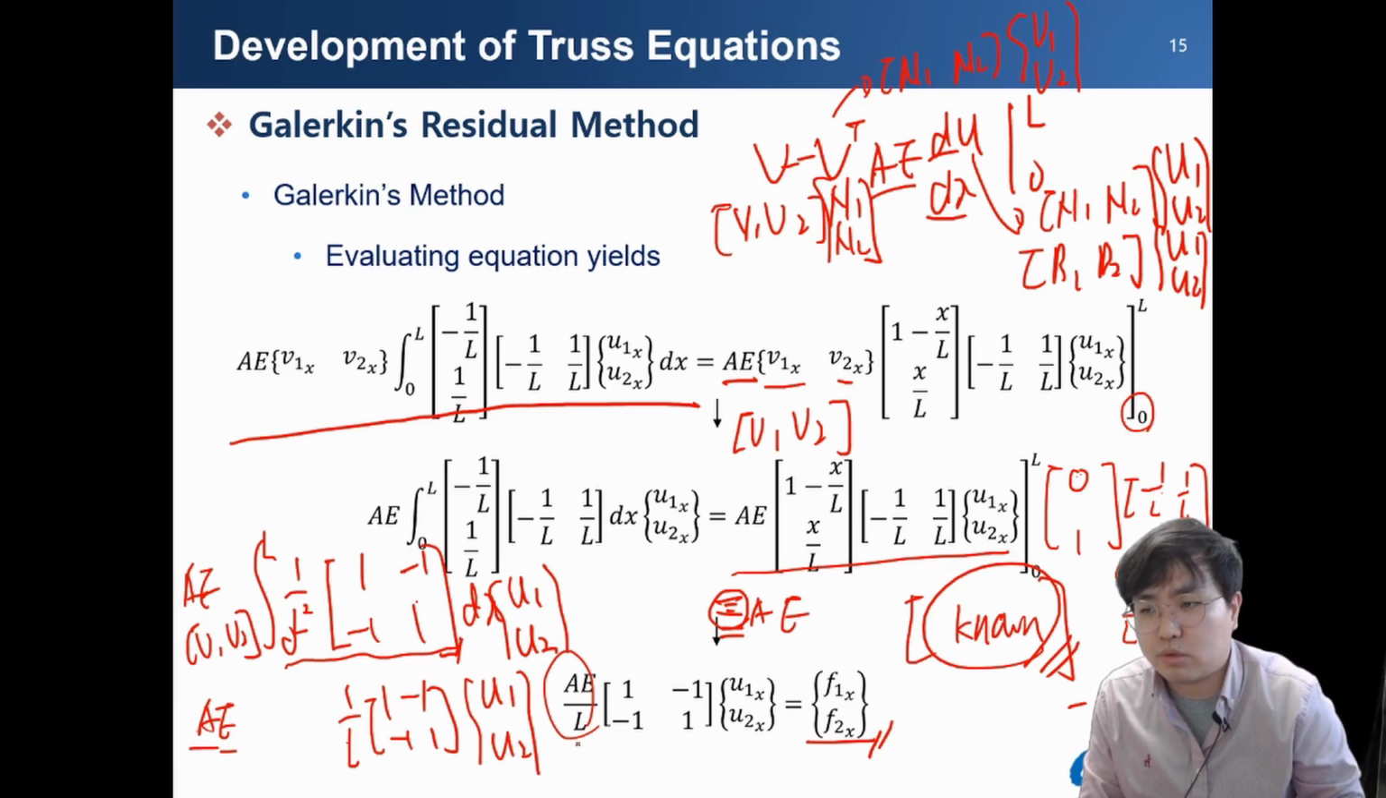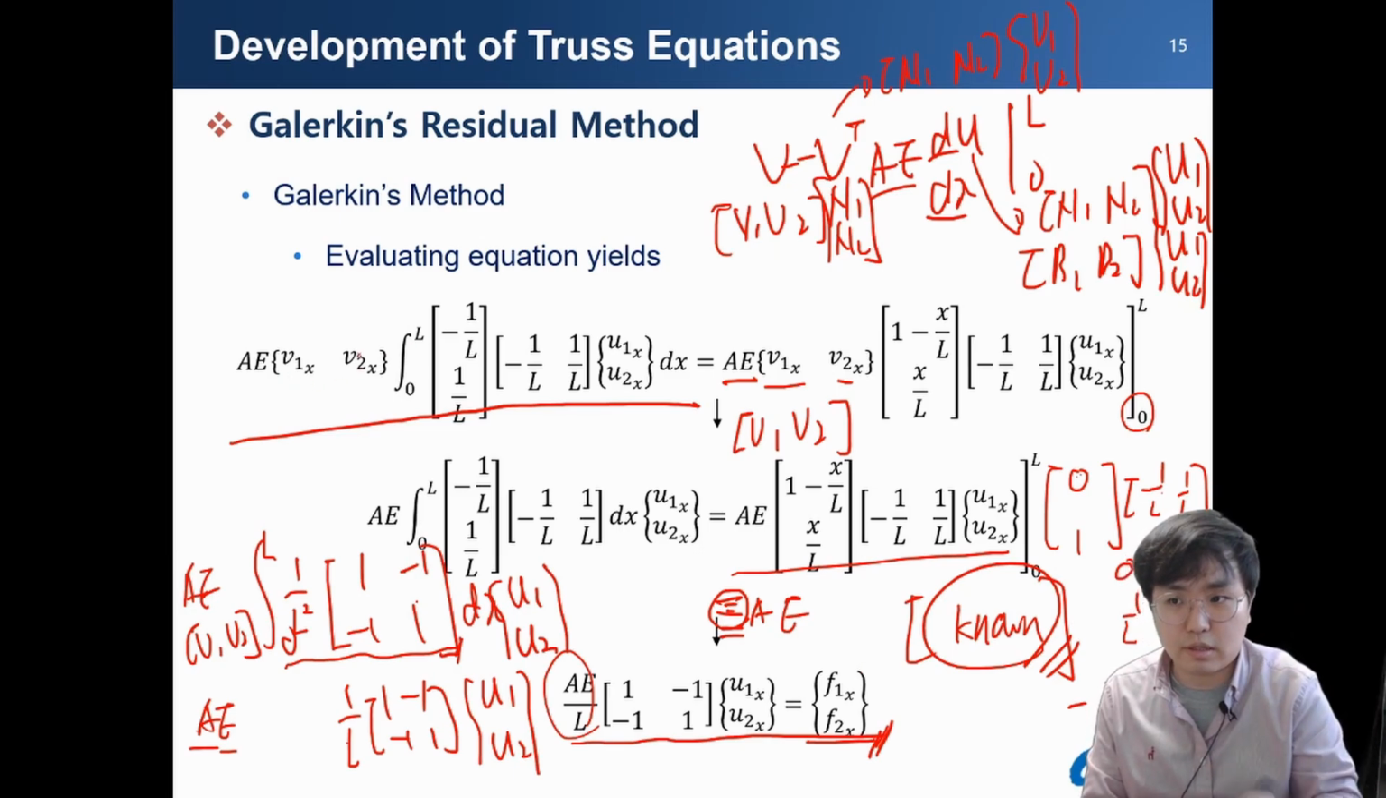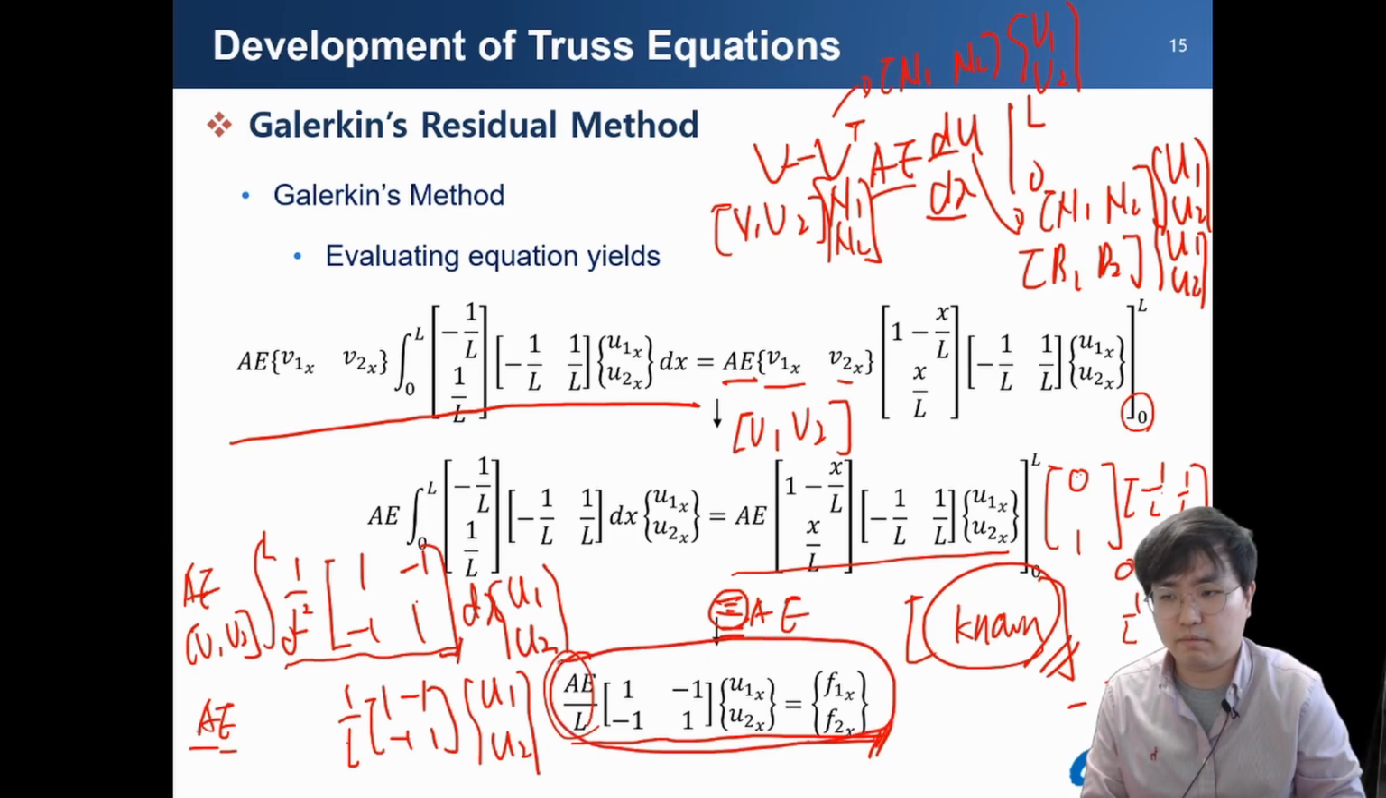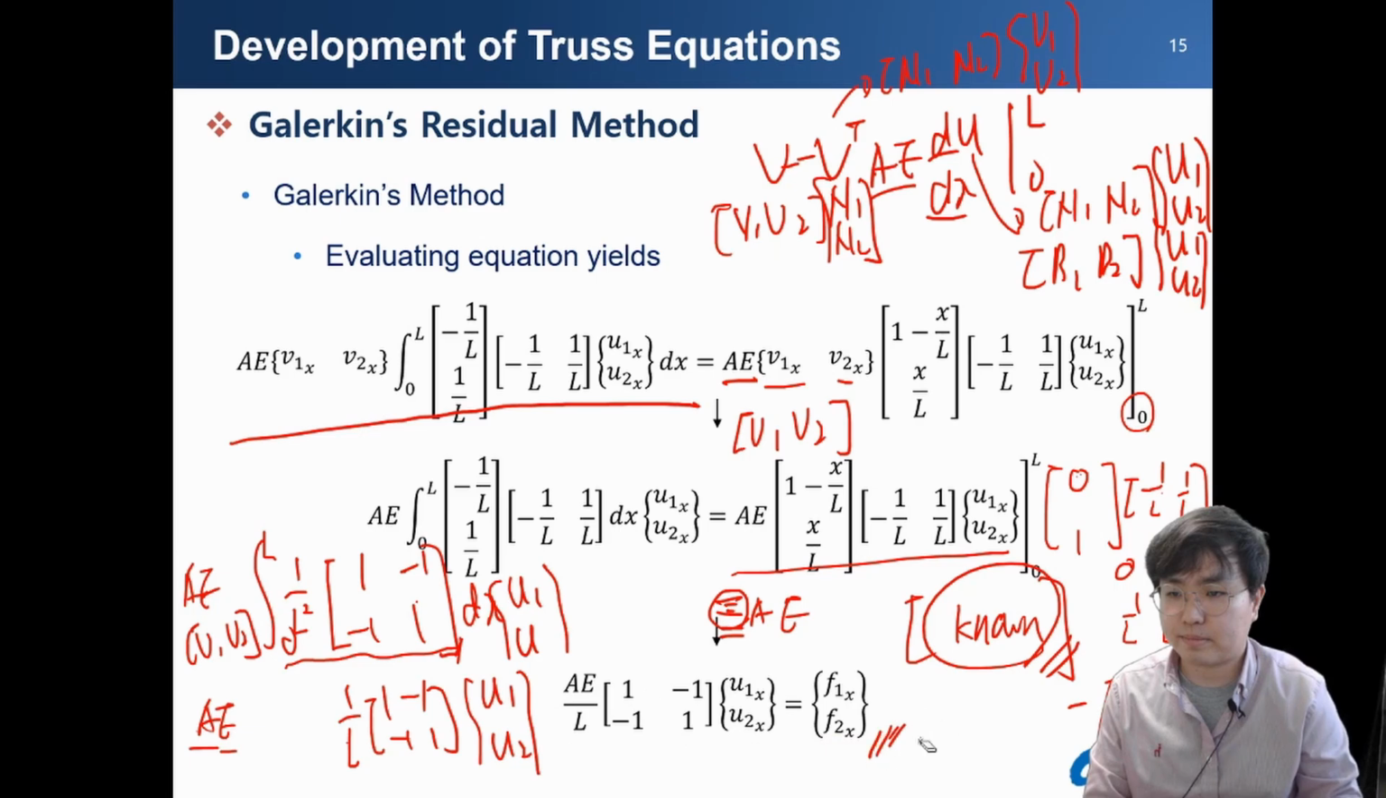Anyway, in this equation v1 and v2 are not affected or included. So finally, we reached the same form of the FEM equation. So this is another method to obtain the Galerkin residual method.